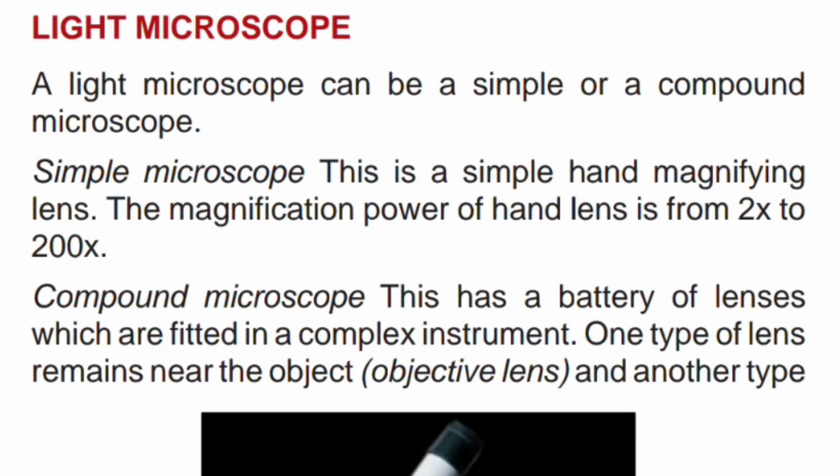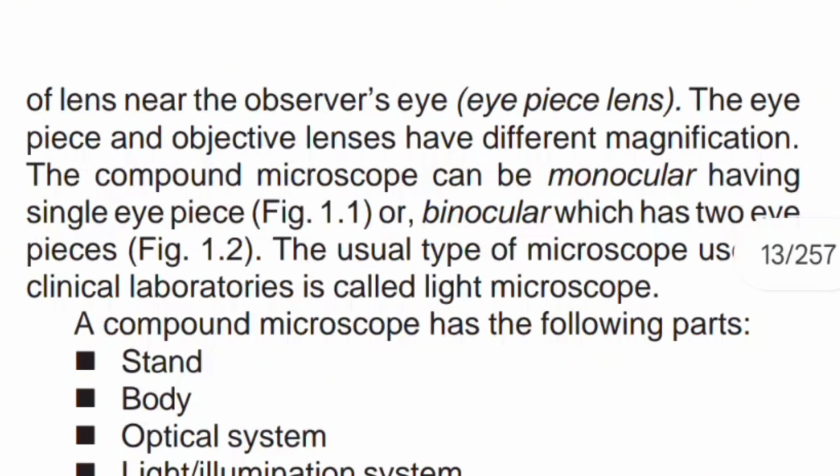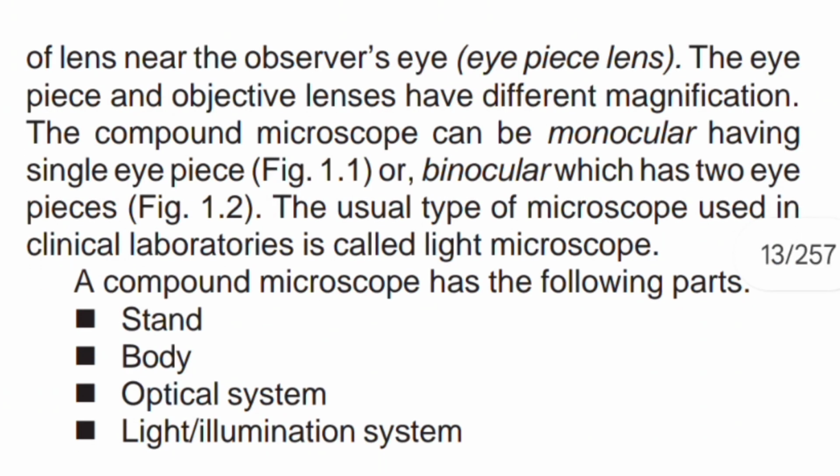Simple microscope. This is a simple hand magnifying lens. The magnification power of hand lens is from 2x to 200x. Compound microscope. This has a battery of lenses which are fitted in a complex instrument. One type of lens remains near the objective lens, and another type of lens near the observer's eyepiece lens. The eyepiece and objective lenses have different magnification.